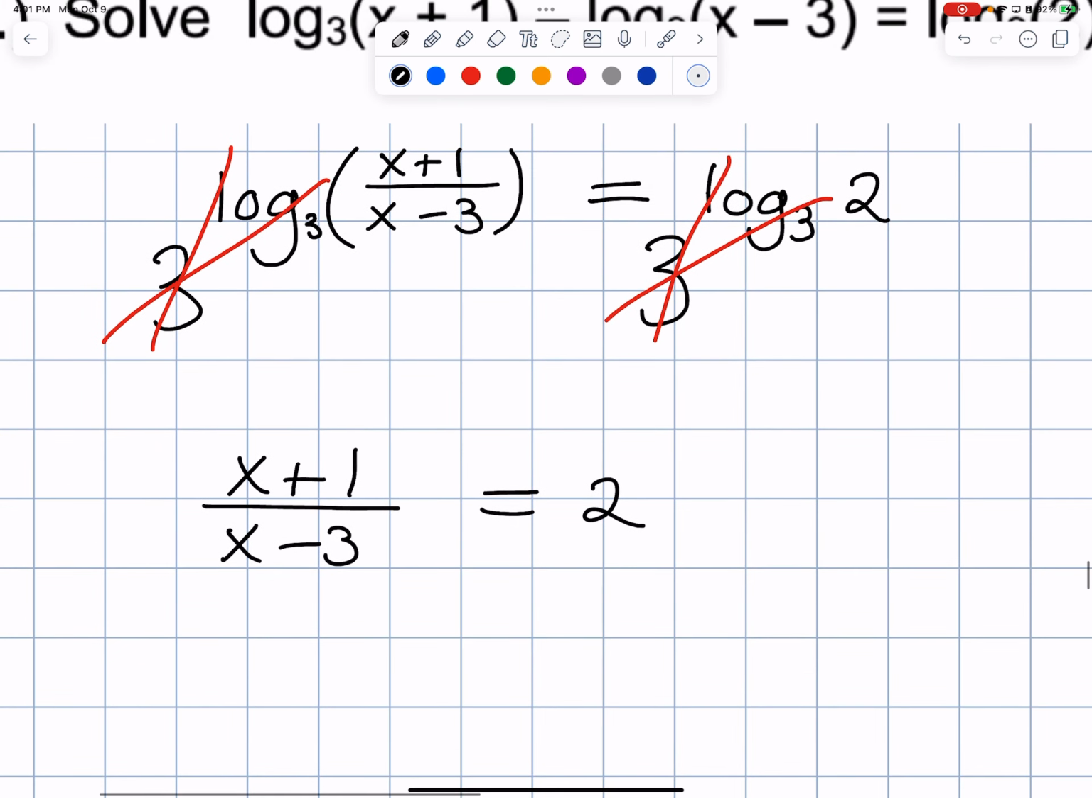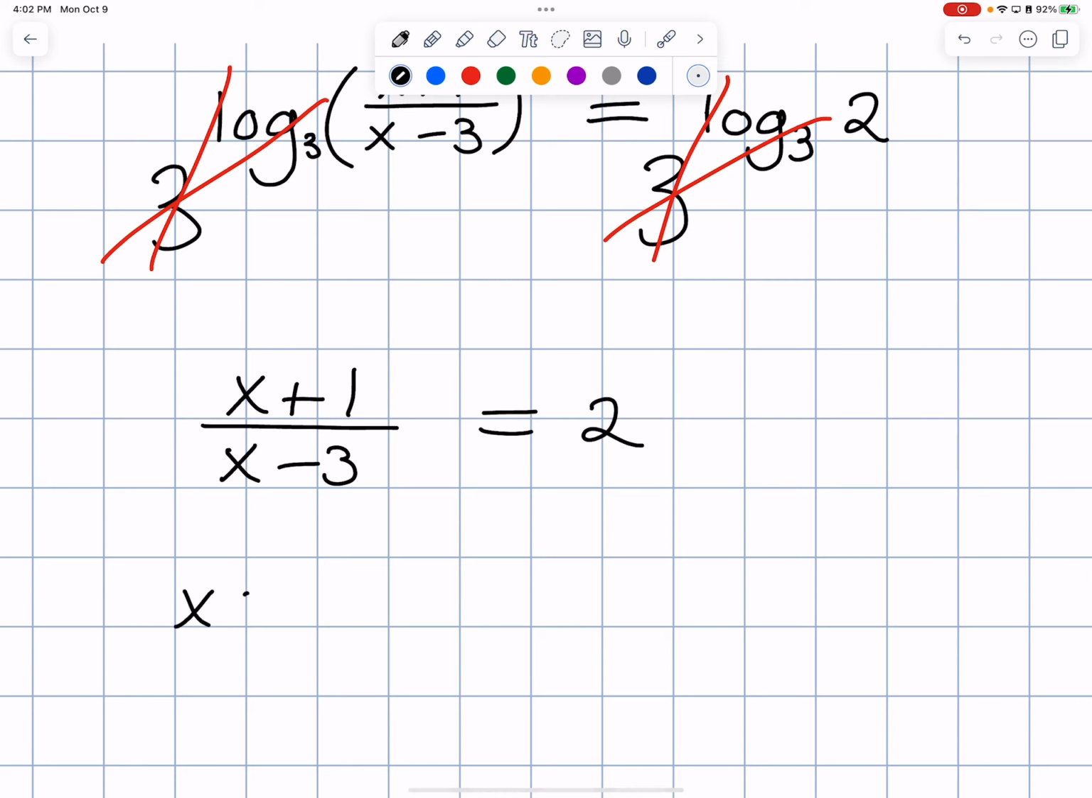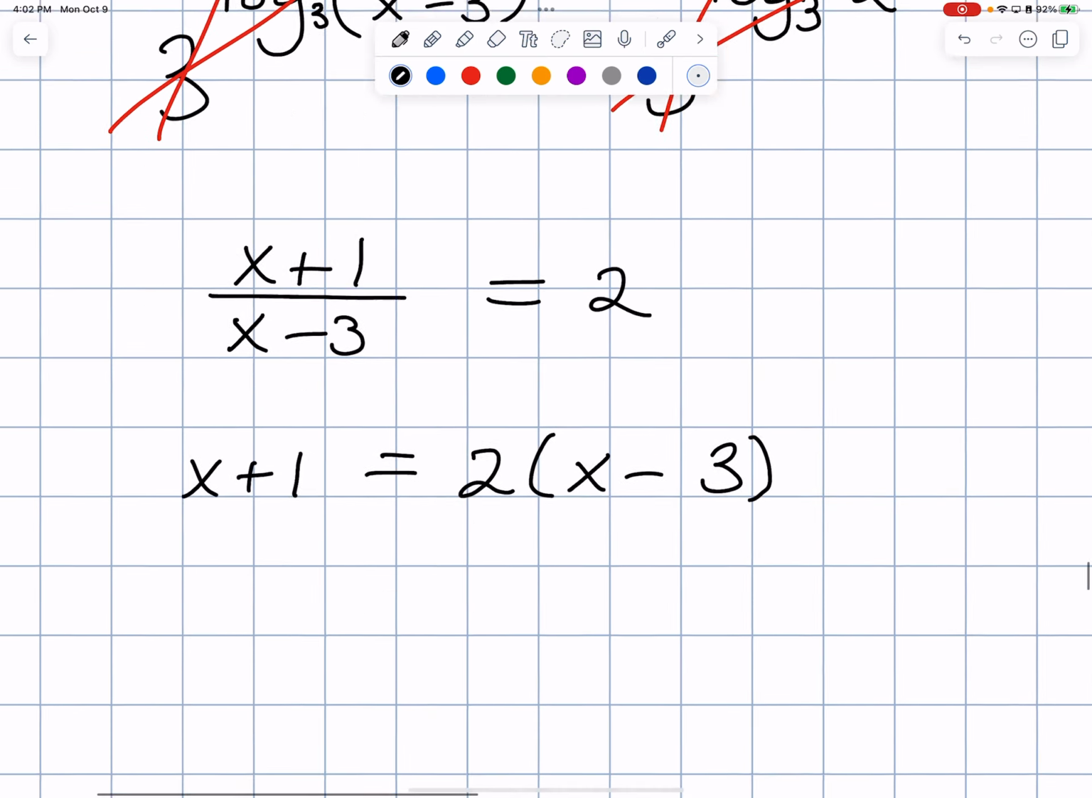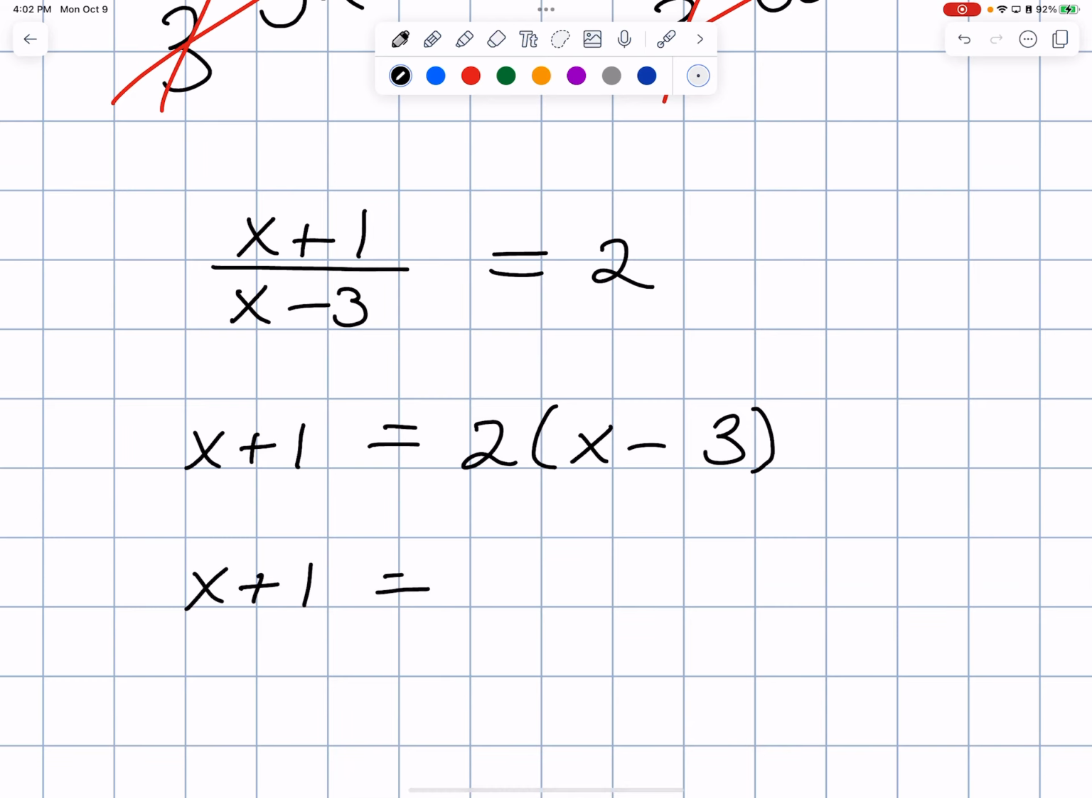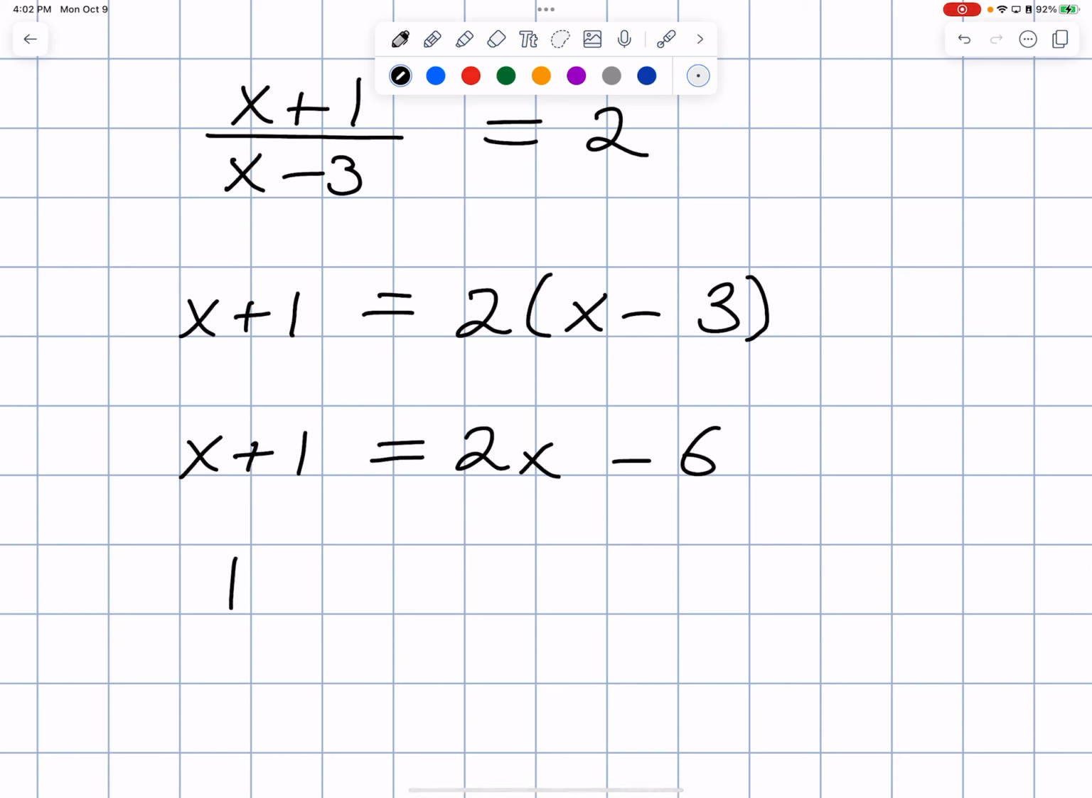And then there's a lot of ways you could do this. Cross multiply, just multiply both sides by x minus 3. You'll get x plus 1 equals 2 times x minus 3, which is x plus 1 equals 2x minus 6. Subtract x from both sides, add 6, I get 7 equals x. Questions?